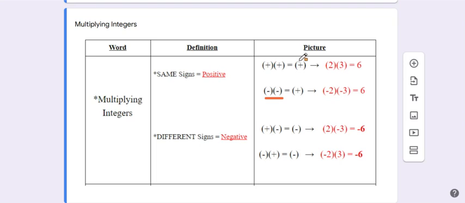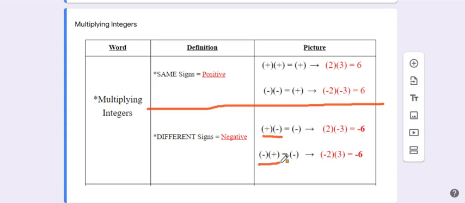Okay, so as you can see, multiplying same signs, your answer is positive. So like negative 2 times negative 3, that is positive whatever 2 times 3 is, which of course is 6. All right, so multiplying numbers with same signs, your answer is positive. If you multiply numbers with different signs, your answer is negative. So this could be a positive times a negative or a negative times a positive. Your answer, because these have different signs, your answer will be negative.